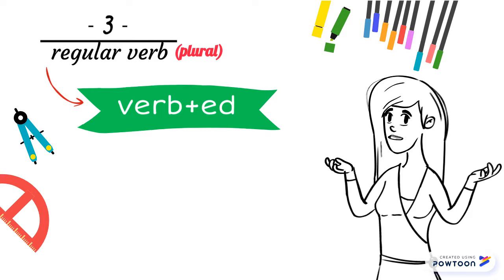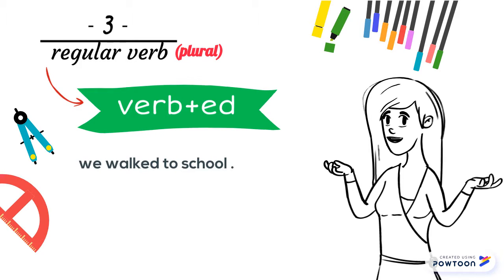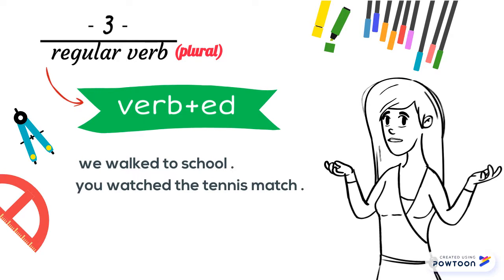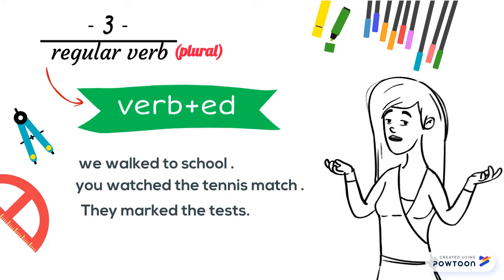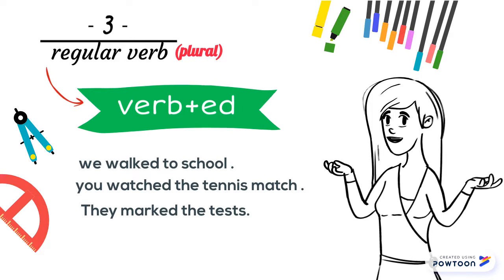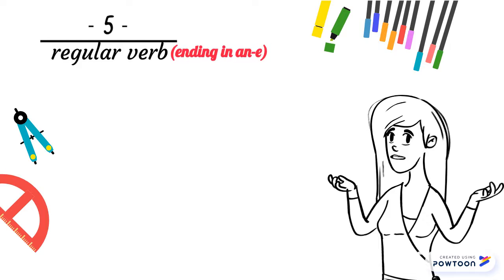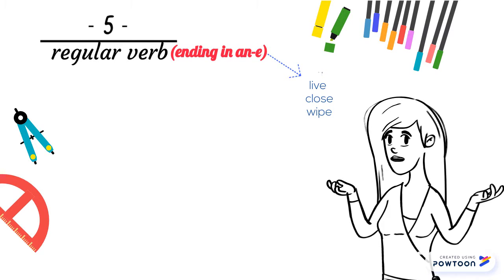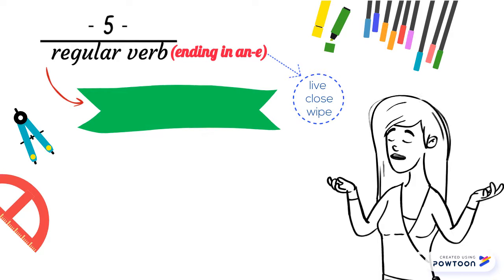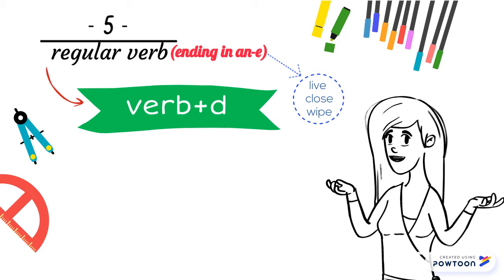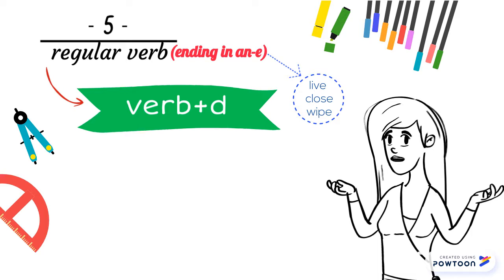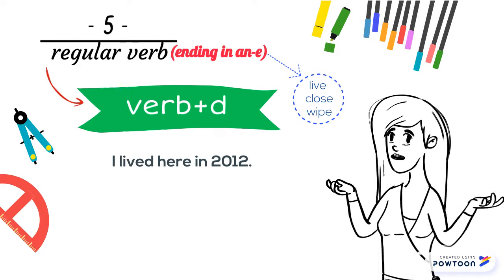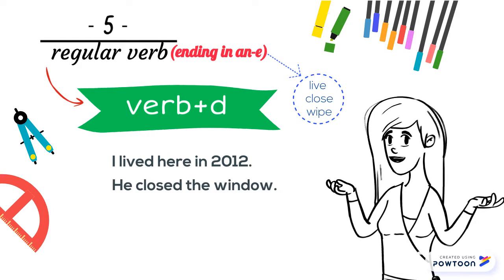And for the plural forms, we walked to school. You watched the tennis match. They marked the tests. We need to pay extra attention to verbs that end in an E, such as live, close and wipe. With these verbs, we use the infinitive form of the verb, but we only add a D. For example, I lived here in 2012. He closed the window. They wiped the floor.